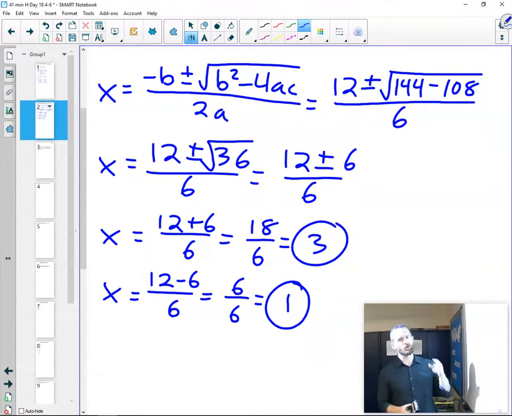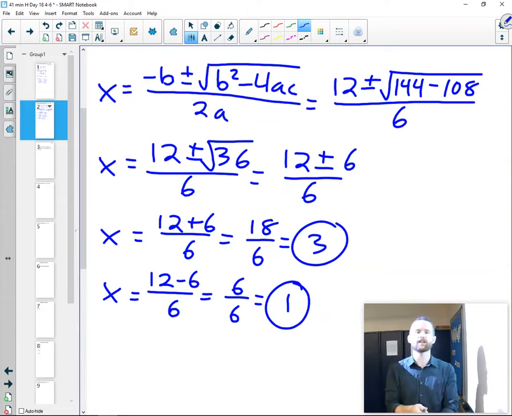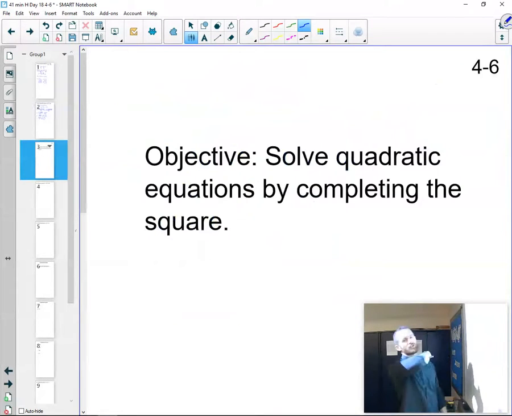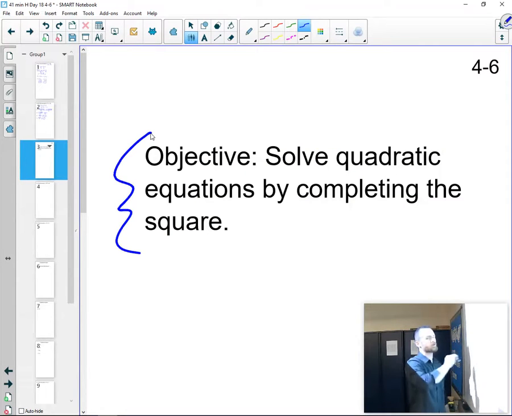So the reason I wanted to show you both of these methods is to really ingrain in you that factoring and the quadratic formula are two different ways to get to the same answer, as long as your quadratic is factorable. If it's not factorable, then the quadratic formula right now is your only option. But that's going to change in today's lesson, because today we're doing chapter 4, section 6. After today, we should be able to solve quadratic equations by completing the square.